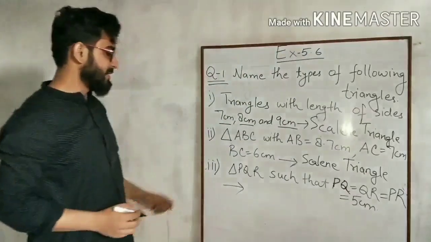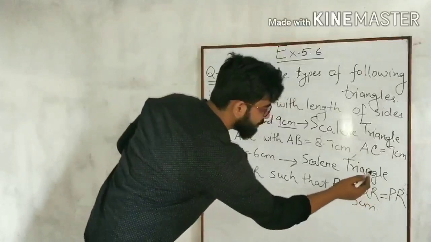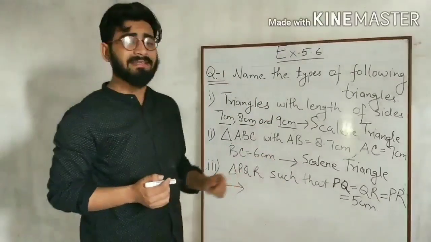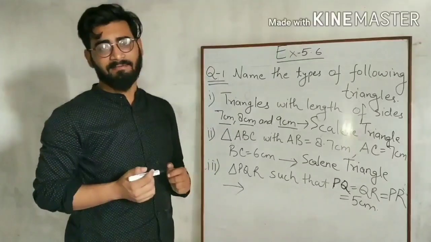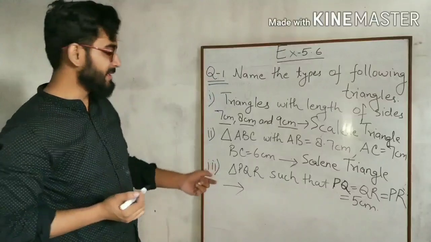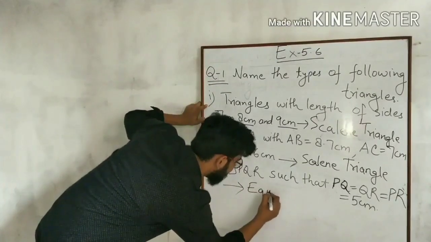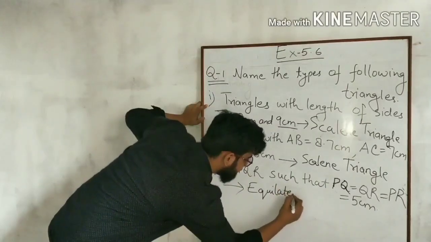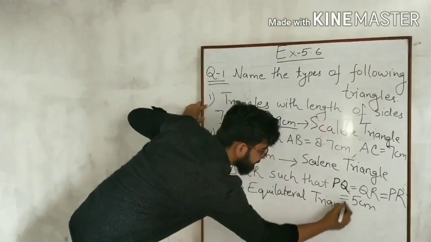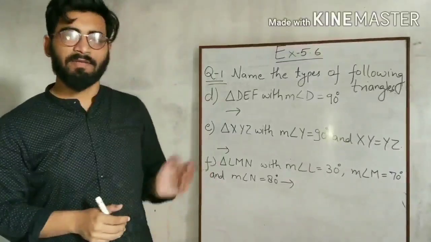Now the third part, triangle PQR such that PQ equal to QR equal to PR equal to 5 cm. Means all the three sides are 5 cm. Since all the sides are of equal length, the triangle is an equilateral triangle. So this type of triangle is an equilateral triangle. Okay, understood?